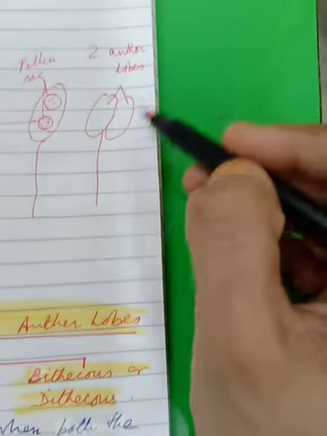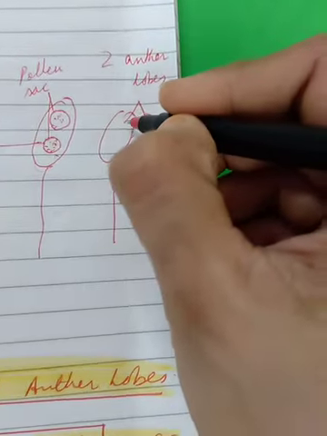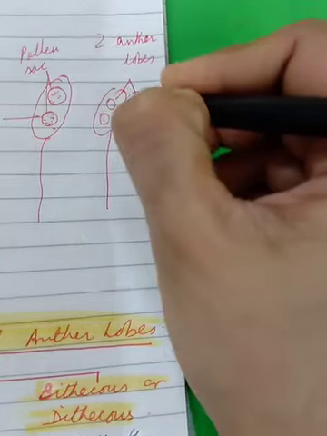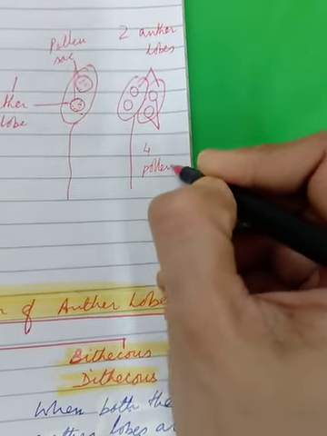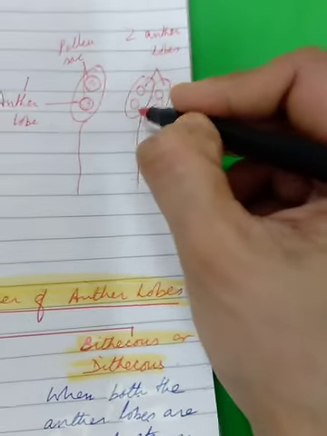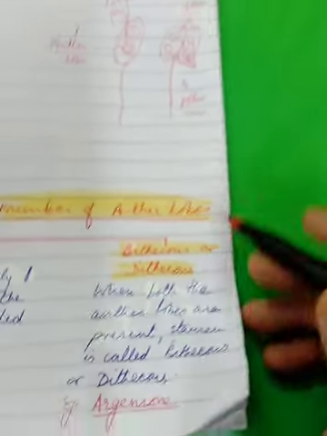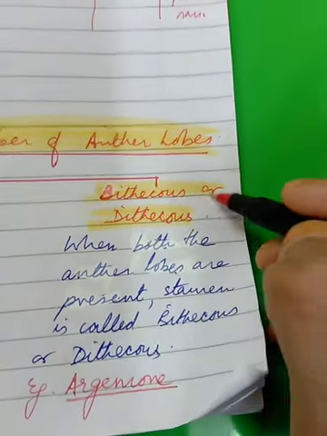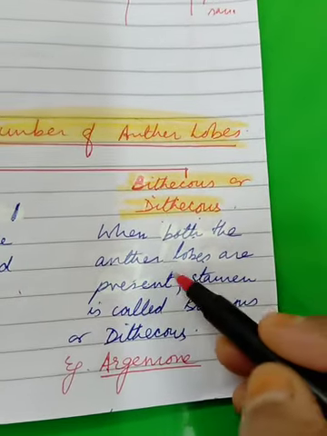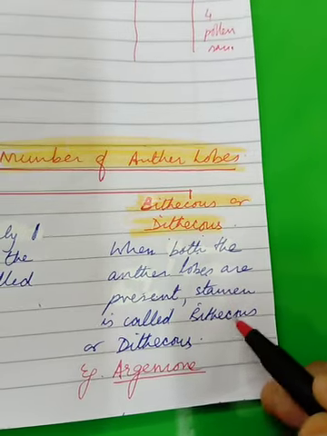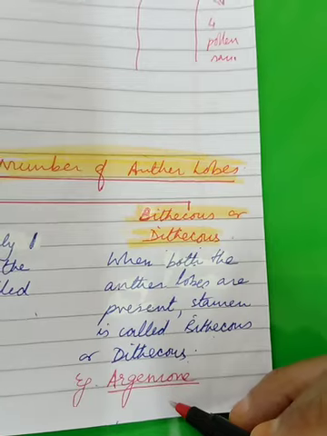And the other condition, when the stamen has two anther lobes, so how many pollen sacs, children? Two in each, that means a total of 4. So this is 4 pollen sacs in all of them: 1, 2, 3 and 4. So this will be called a condition called bithecous or dithecous. Both the terms bi or di mean 2. So where both the anther lobes are present, the stamen is called bithecous or dithecous. And this is seen in the flower called agimon.